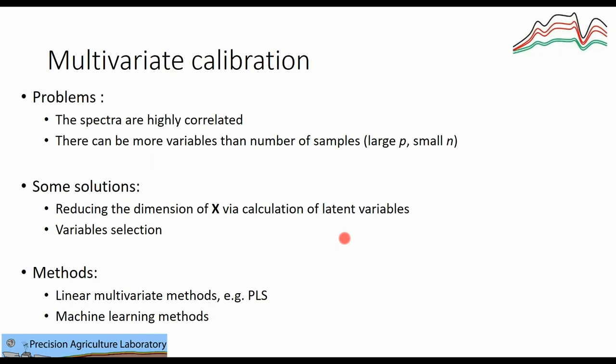And that's one of the main reasons why near infrared spectroscopy got more popular, or started to be more studied, in the 60s, because then we have computers and we can do these multivariate calibrations. What are the problems with the multivariate calibrations? The spectra is highly correlated.